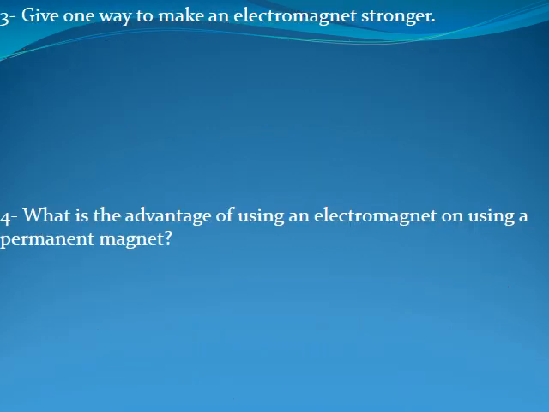Question number 3, give one way to make the electromagnet stronger. We know 2 ways. One way to make it stronger, we can increase the voltage. Here I told you to mention one way. Already we studied in class that we have 2 ways. Number 1, or second, you can increase the number of wraps. You have 2 ways, but I told you to write only one way, so you write only one.